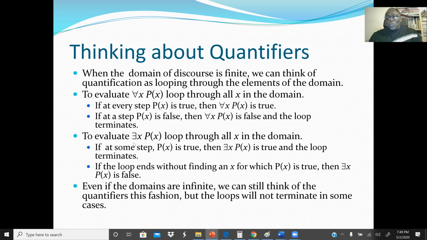Now the same to evaluate ∃x P(x): loop through all x in the domain. If at some step P(x) is true, then ∃x P(x) is also true and the loop will terminate. If the loop ends without finding an x for which P(x) is true, then ∃x P(x) is false, because we didn't find any x to make it true. Even if the domains are infinite, we can still think of the quantifiers in this fashion, but the loops will not terminate in some cases, because it's infinite, there's no end.